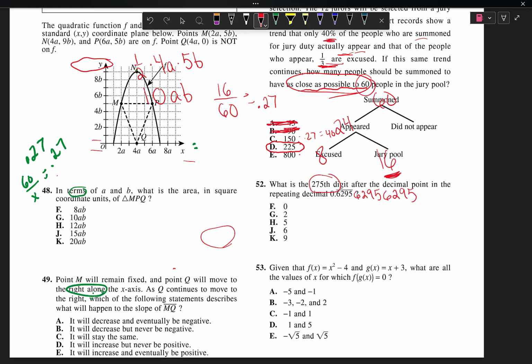So what we're going to do is take 275, divide it by the four digits that are there, and we get 68.75. In other words, it goes through these four digits 68 full times, and then 3/4 of the way through. So that means the third number of the four would be the 275th digit.